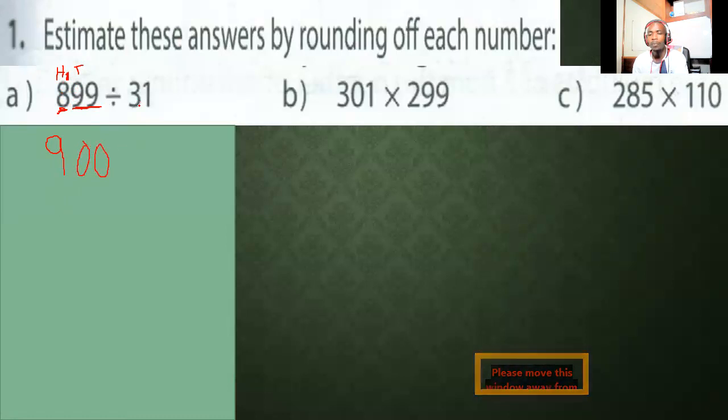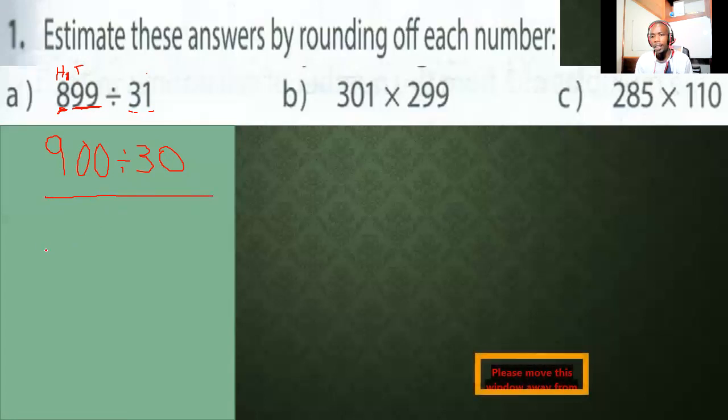All right. This one, I am going to round off to the nearest 10. So I look at the units. 1 is less than 5. So I cannot change the tens. The tens remain the same. So we are dividing by this one, it becomes 30. 31 rounded off to the nearest 10 is 30. Now I'm going to divide now. 900 divided by 30, right? We can do long division here.